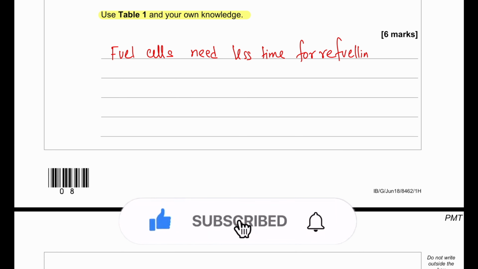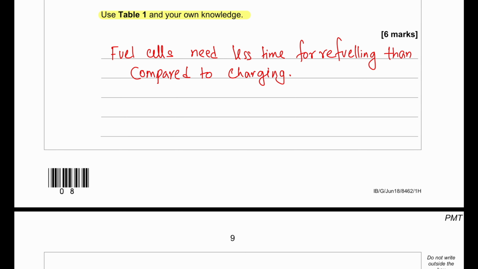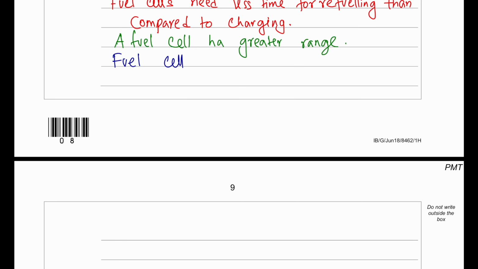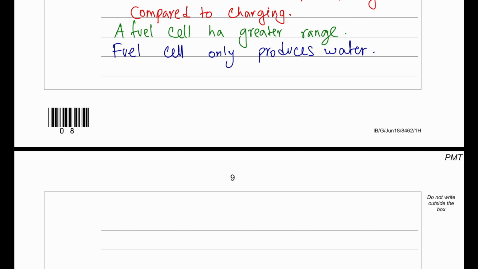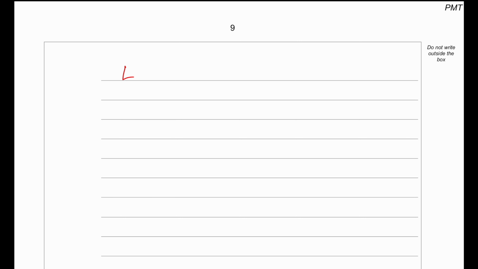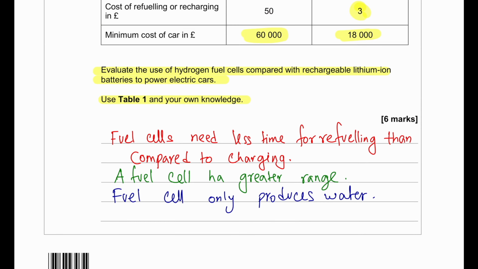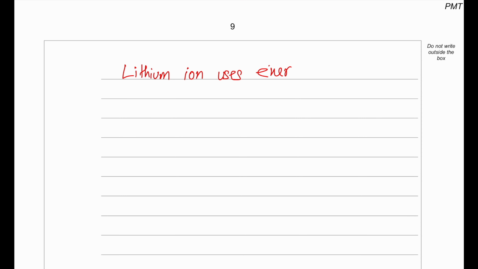So when we do the evaluation, first of all, we need to think about what we are getting from the table. The refueling time for the hydrogen fuel cell is much lower, whereas for a rechargeable battery it is much higher. We can also say that the hydrogen fuel cell gives a bigger range, whereas the rechargeable lithium-ion battery gives a very small range, and we also need to charge it more often.